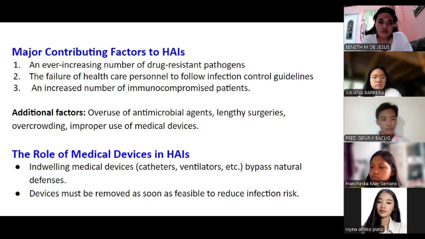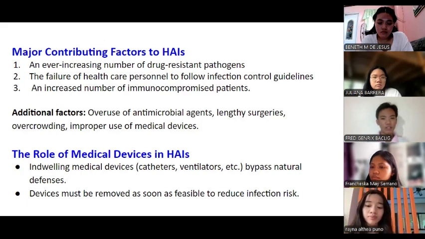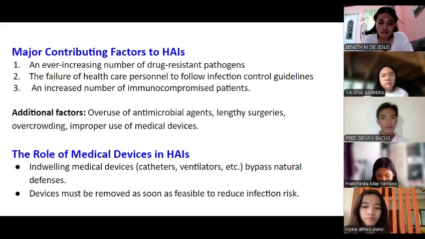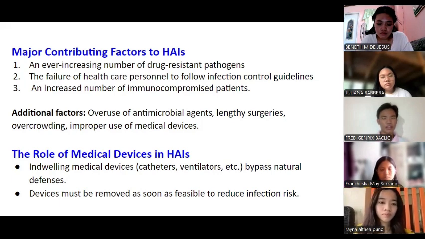Number two, devices must be removed as soon as feasible to reduce infection. The longer the device remains in our body, the higher the risk of infection. So reducing the duration of device use can significantly lower the spread of infection like catheter-associated urinary infection and central line-associated bloodstream infection.